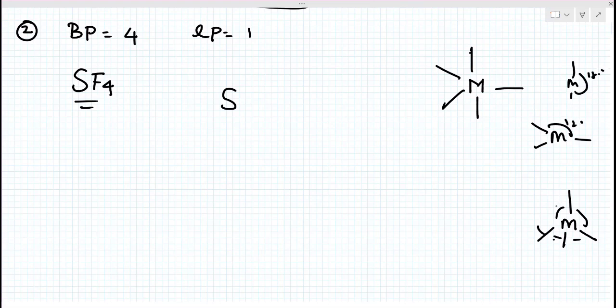If you remove one bond pair, you're going to put one lone pair. Where are you going to put the lone pair? Either in this geometry or this one. There are two types. This is an equatorial bond, this is an equatorial bond, this is an equatorial bond, and this is an axial bond.